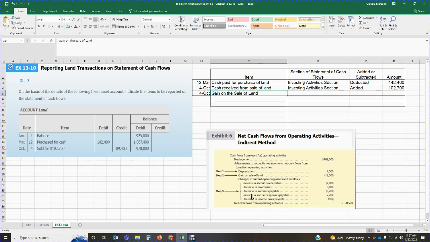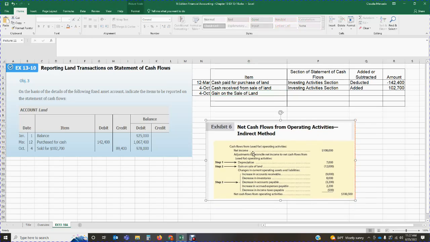But now we need to look at our operating section of our statement of cash flows, and we're going to go over the operating section in the next problem in detail. Just know there's an exhibit in your book that shows you the 3 steps that we need to take into consideration when we are preparing the operating section of the statement of cash flows. We have to make some adjustments to reconcile net income to net cash flows. The first adjustment is depreciation. The second adjustment is the gain on sale of land.